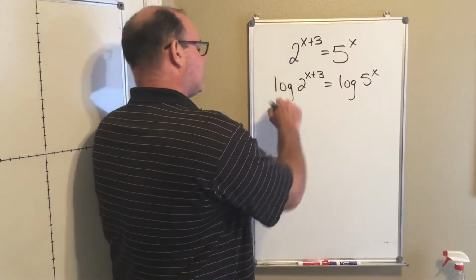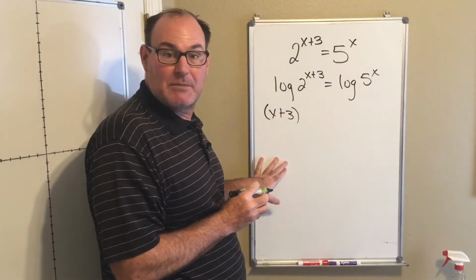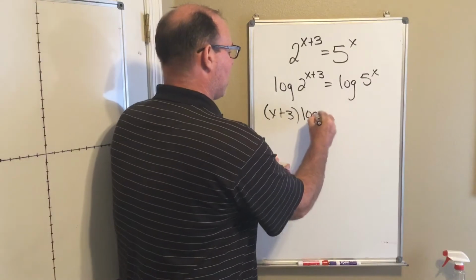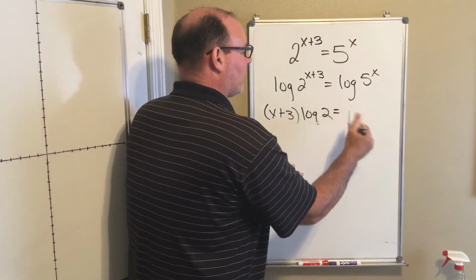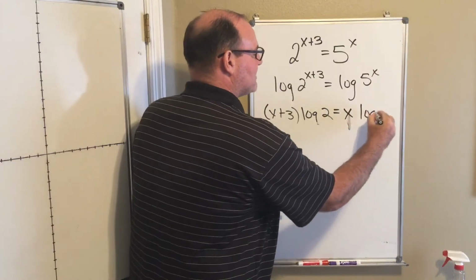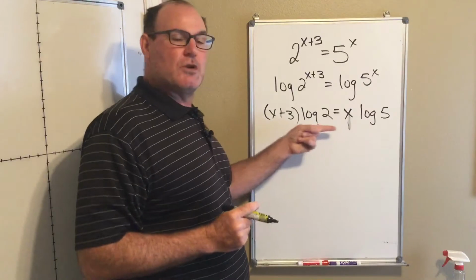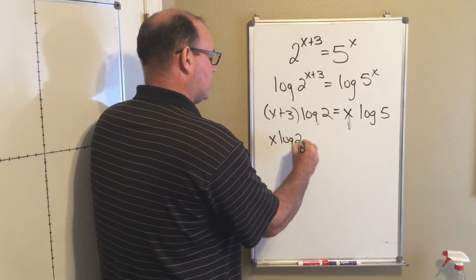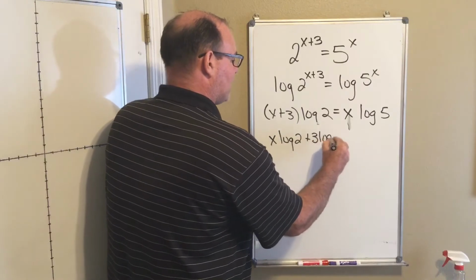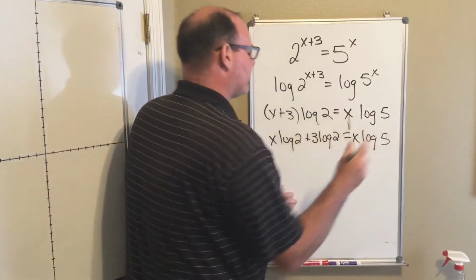We're not going to forget to distribute. So when I bring the x plus 3 down, I've got x plus 3, and I'm going to put it in parentheses to remind me to distribute, times the log of 2. That's just a number. That's great. And then on the right side, I've got x times the log of 5. So I'm going to distribute over here. So I've got x times the log of 2 plus 3 times the log of 2 is equal to x times the log of 5.